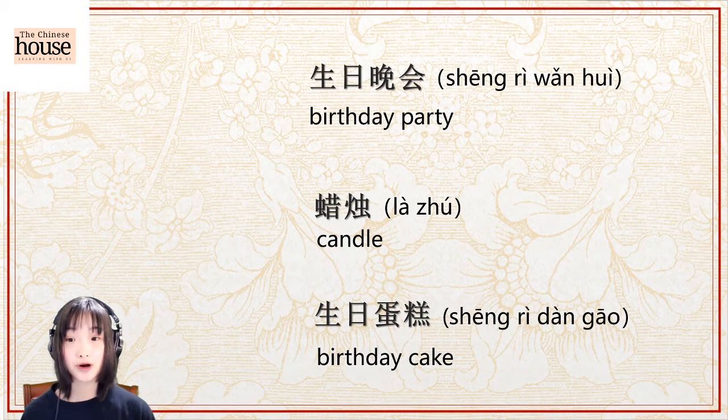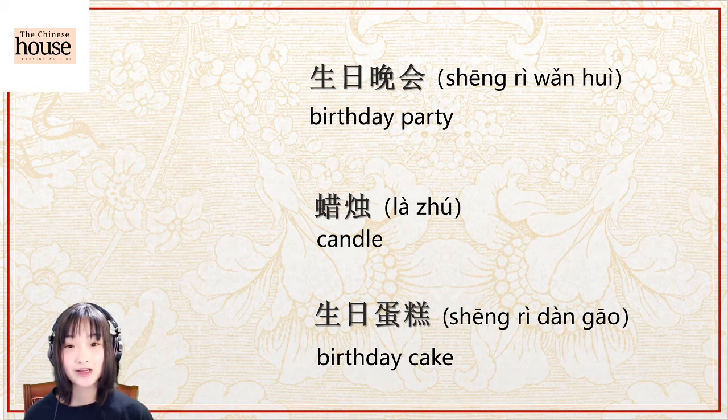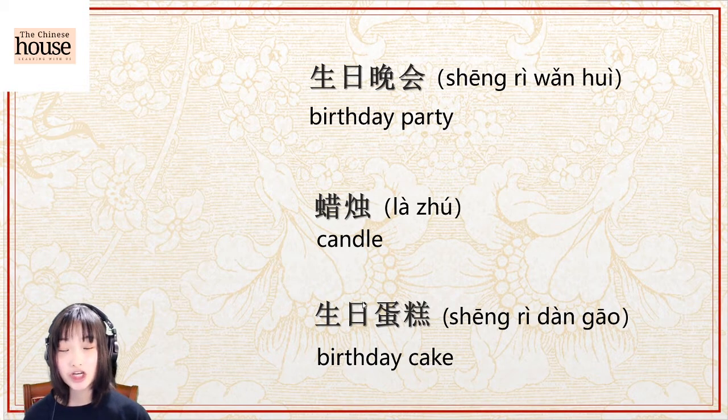First, we have birthday party. 生日晚会. And here, 晚 means night. So this is a party at night. Because most of the time you celebrate your birthday party at night, right? 生日晚会. And then candle. 蜡烛. And then birthday cake. 生日 birthday. And cake is 蛋糕. We have learned this in measures.